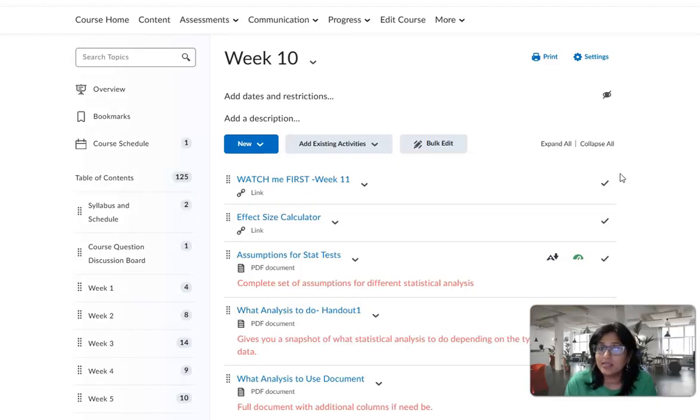So week 10 is the week where we really get into the nitty-gritty of doing the statistical analysis for an independent sample t-test, paired sample t-test, or a Mann-Whitney. And then I also give you scripts that you can use for your final paper. So let's first look at what is in there. I have organized it.